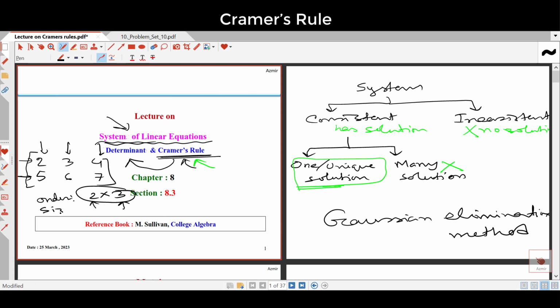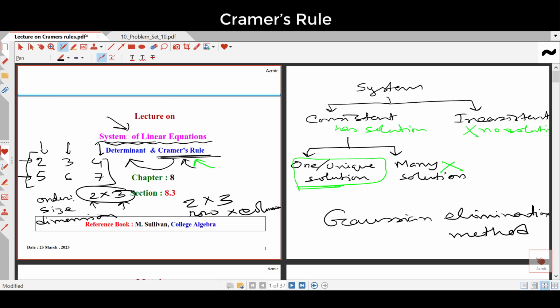Order means the size of the matrix, or the dimension of the matrix. It means it has 2 rows and 3 columns, but mathematically we write 2 by 3, row by column. So this is a matrix where the number of rows and the number of columns are not the same. This type of matrix is known as a rectangular matrix.